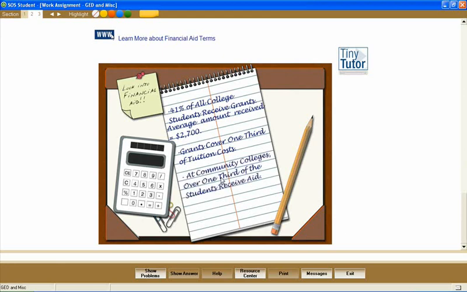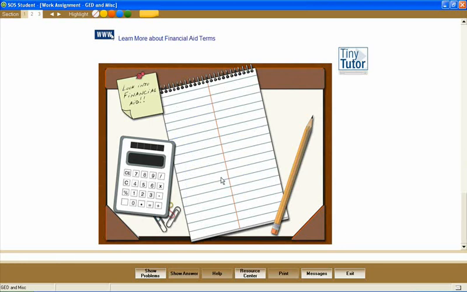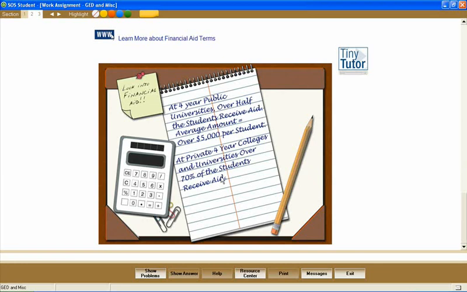In fact, at community colleges, over one-third of the students receive some form of aid, averaging over $2,000 per student. But I plan on going to a 4-year school. Okay, at 4-year public universities, over half the students receive some aid. What's the average amount awarded? Over $5,000. What about at private schools? At private four-year colleges and universities, about 70% of the students receive aid, and the average amount received is almost $9,000.